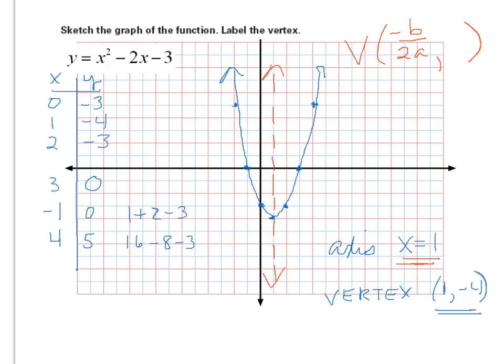So let's just check it for this problem. Our b value was -2, so the opposite of b is +2. Over 2a, our a value was 1, so 2 times 1 is 2. So we got 2 over 2, or 1. Notice that was the x value of my vertex. I have it down there at the bottom of the screen. So that checked out. So sometimes you may want to do that first.